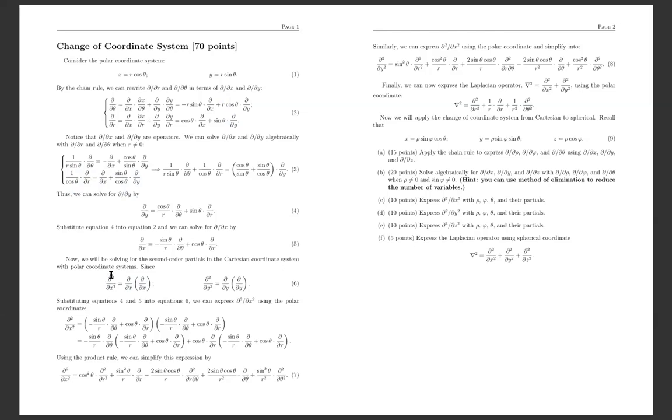Sure. So for the second order, partial of partial x squared is basically applying partial x twice. Because we have the formulation to represent partial x using only theta and r and their partials, you just plug this into the partial of x.